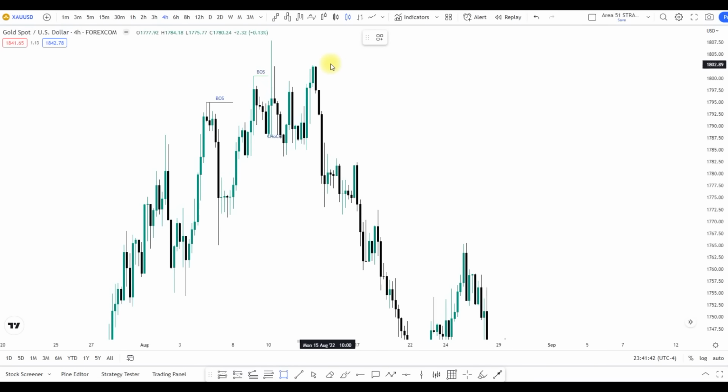we're gonna go ahead and mark our supply zone. The supply zone could be somewhere here. You see it? Somewhere here, because this is the last candle before this break of structure. Before the break of this structure, this was the last candle that caused the break of structure.